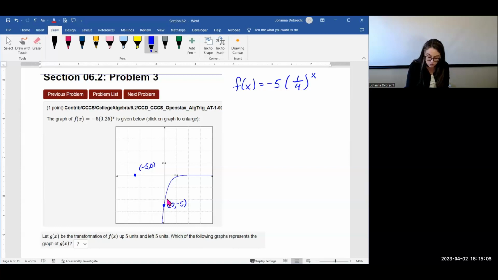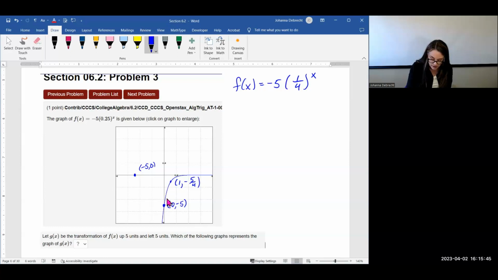Now let's take another value that looks kind of where it's supposed to be. I could do x equal 1. When x equals 1, we get -5 times 1/4, so that's going to be this point right here. So when x is 1, I get -5/4, which is close to -1. So what's it going to do? It's going to shift up 5. But 5 minus 5/4 would be, oh gosh, 5 minus 1.25 is 3.75, right?